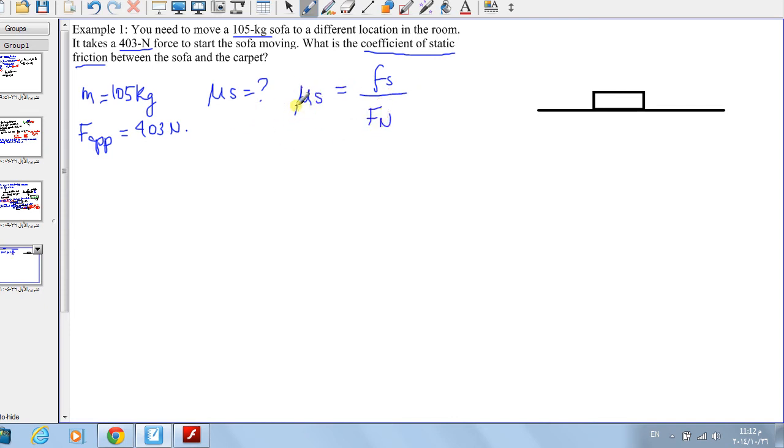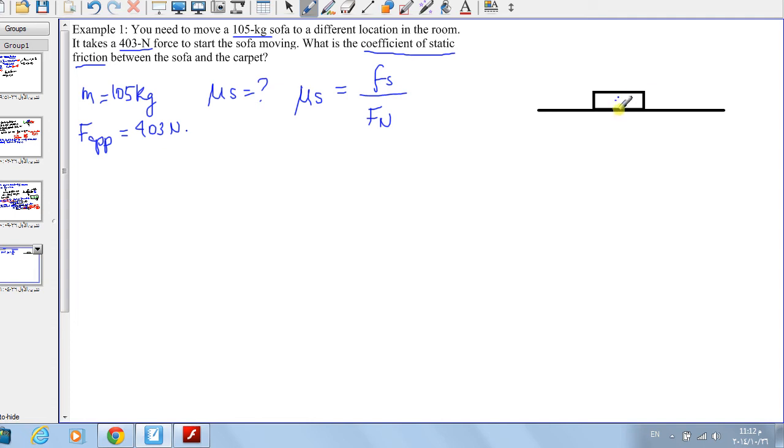Okay, so to find mu s, I need to know Fs and Fn. Do I have them given in the question? Apparently not. Fs is not there. I have mass, I have applied force. Fn also is not there. To solve problems, as I told you, the first step is to draw a free body diagram. Put the object on the surface, and draw the forces acting on this object. So what are the forces acting here?